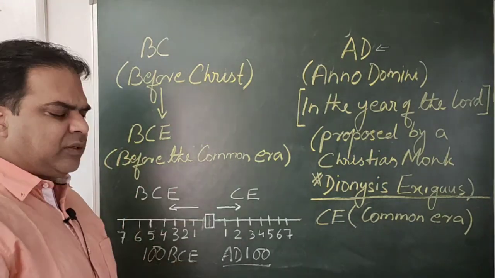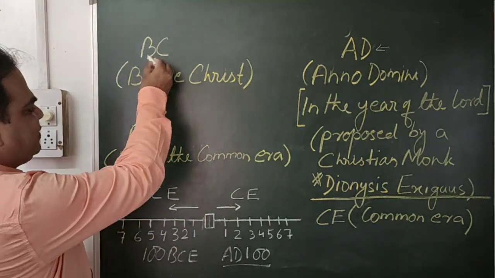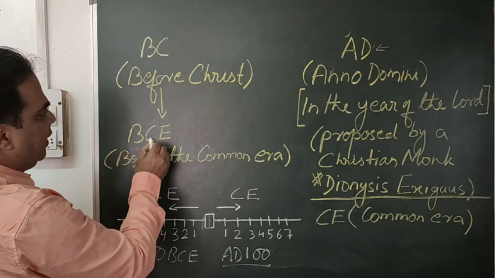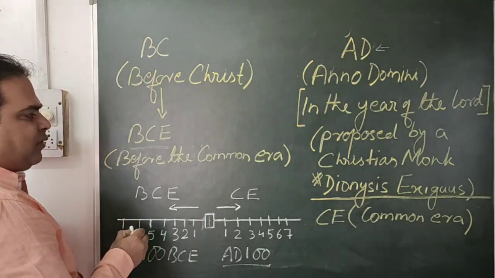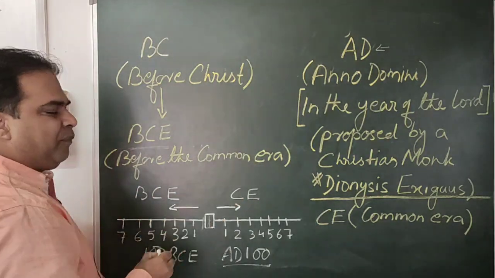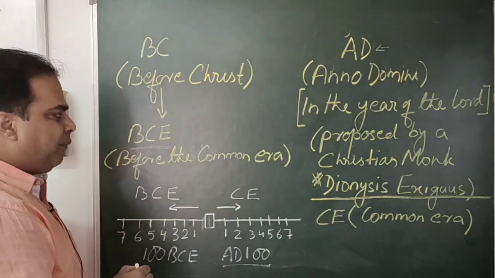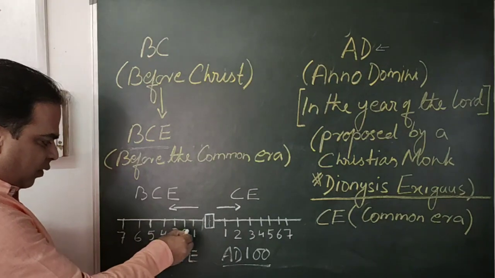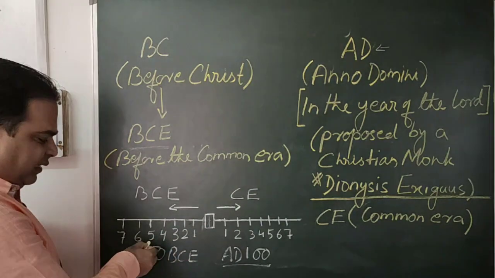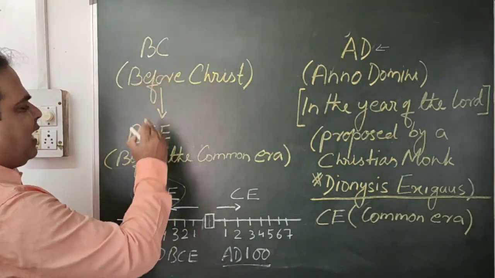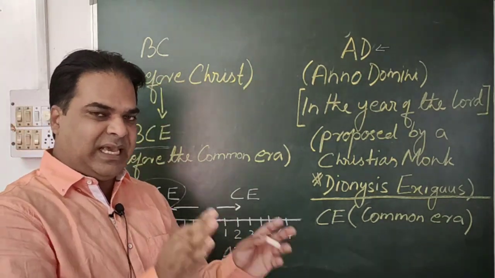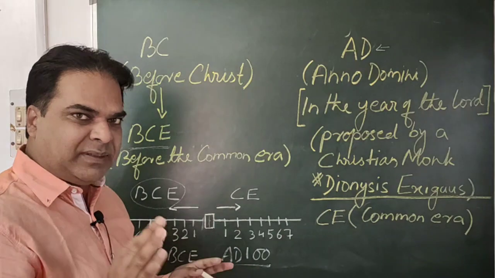Now in this contemporary time, BC has been replaced by BCE. What is the meaning of BCE? What is the full form? Before the common era. Before the common era. Okay, so all these terms, 1 BCE, 2 BCE, 3 BCE, all this can be called as BC. That means BC and BCE is same. Why it happened, that also I'll explain to you.